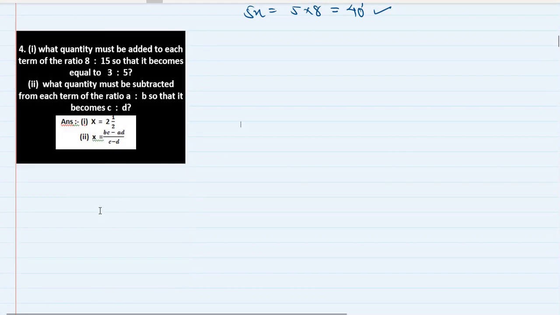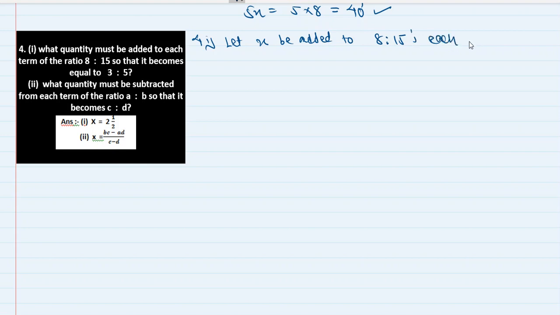What quantities must be added to each term of the ratio 8 is to 15 so that it becomes equal to 3 is to 5? Very easy. Let x be added to each term of 8 is to 15. Okay, so it will become 8 plus x upon 15 plus x, and this becomes equal to the new ratio 3 is to 5, which is 3 upon 5.